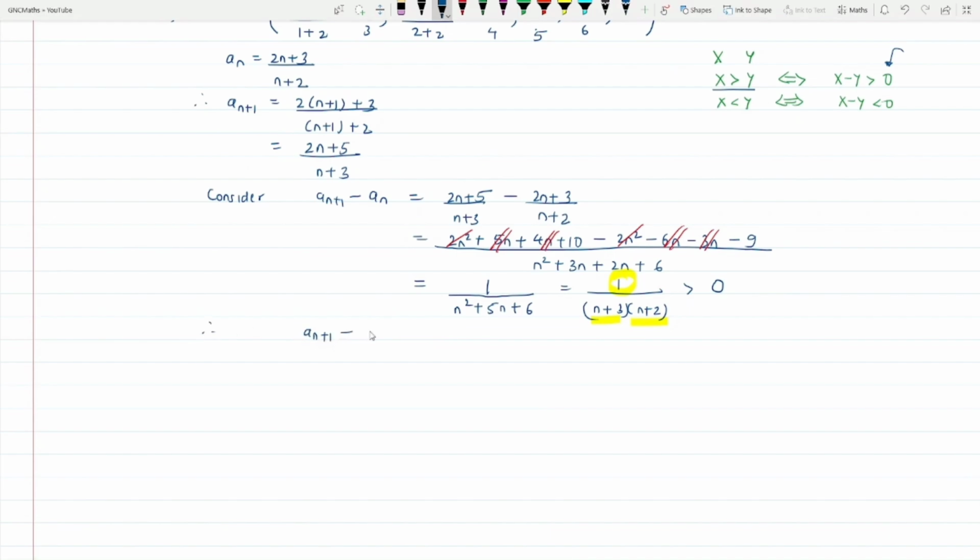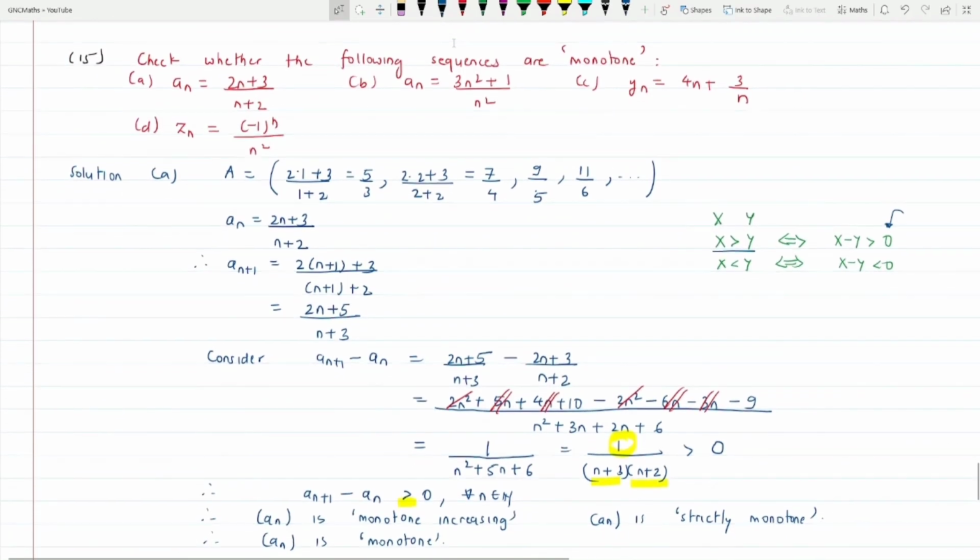an plus 1 minus an is strictly greater than 0, and hence we can conclude that the given sequence an is monotone increasing, and hence it is a monotone sequence. It must be noted that the inequality which we have got here is a strict inequality. So it will be better to say that the sequence an is strictly monotone. Okay, now let's move on to the next question.